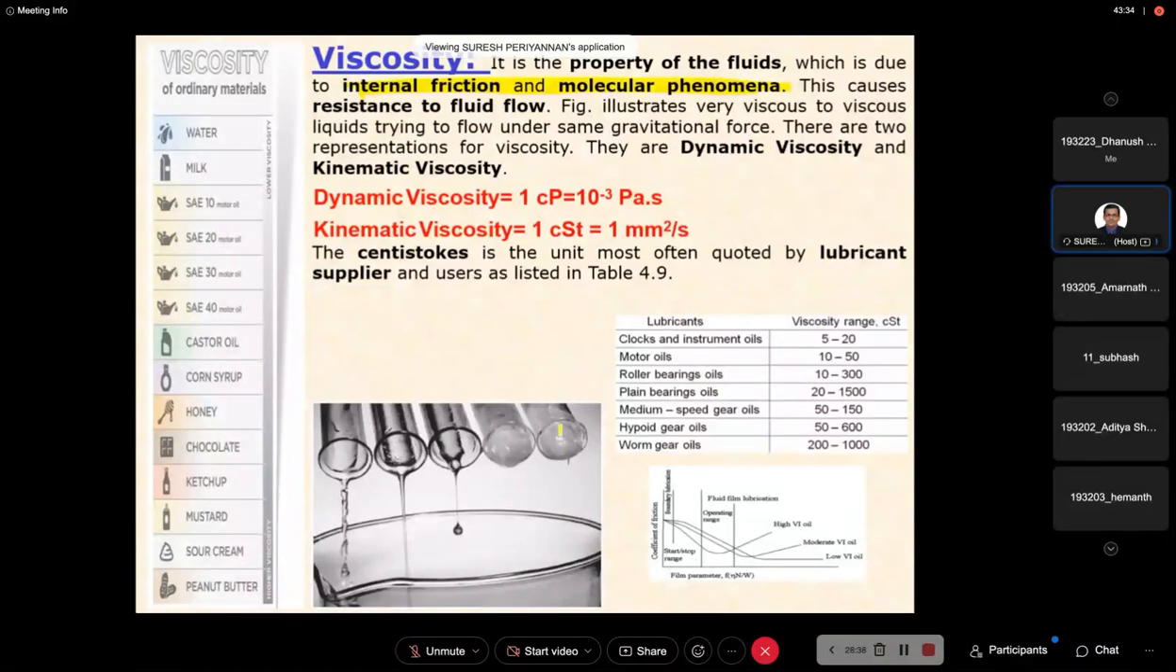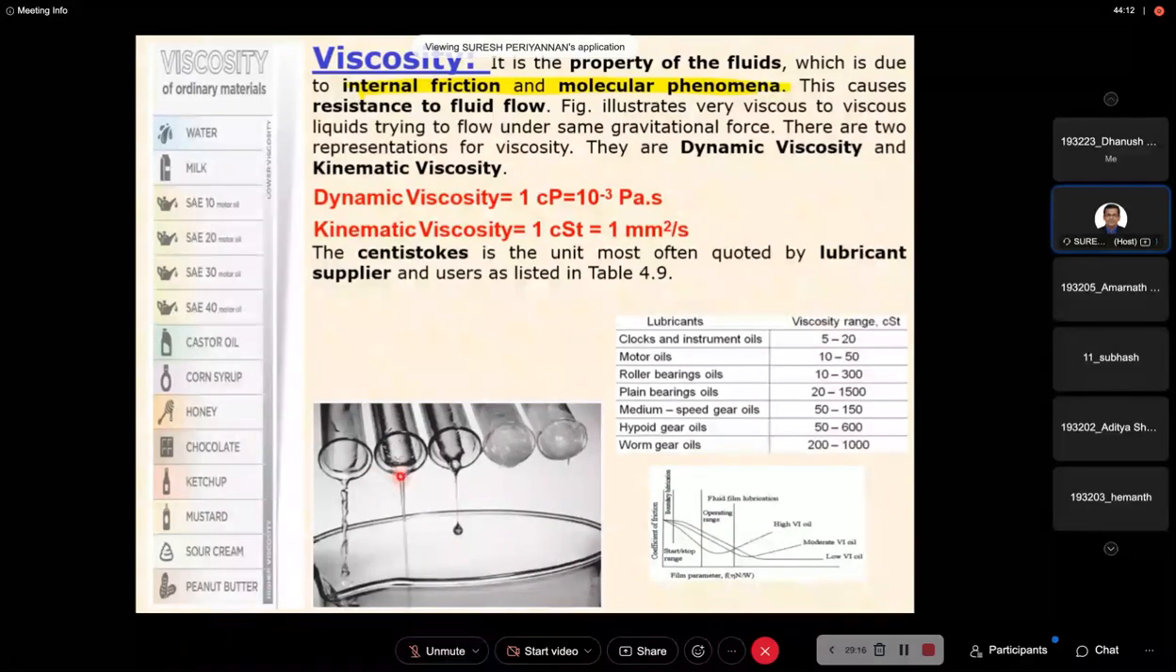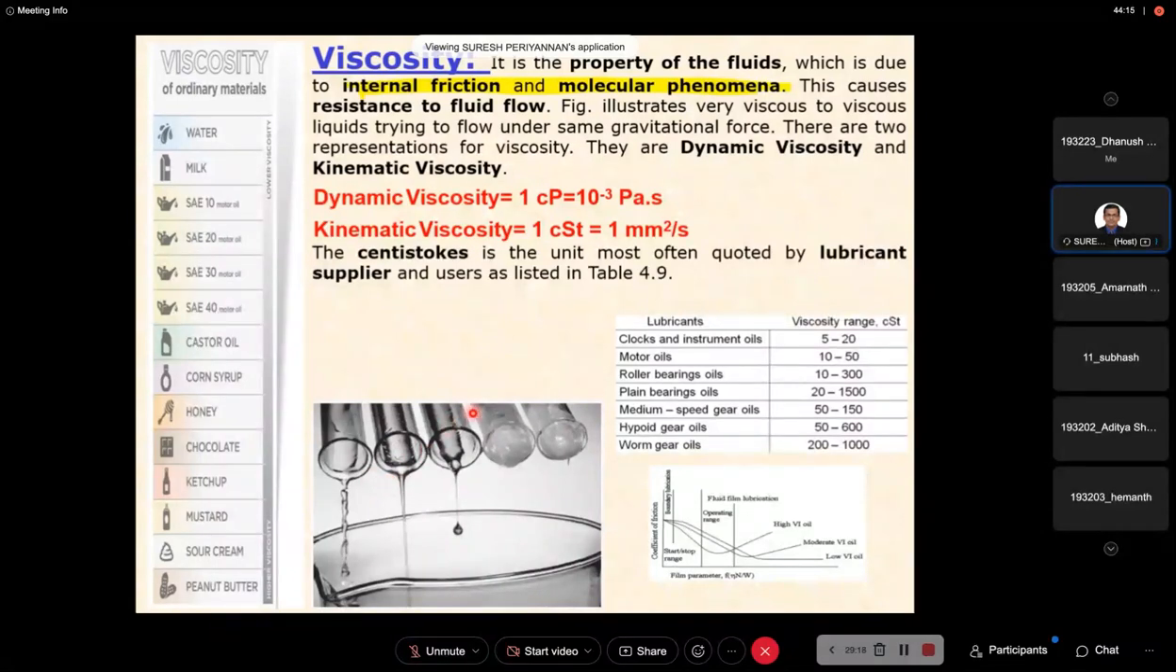For example, in these test tubes, assume these two test tubes are coconut oil. This test tube is assumed to be water. This one is coconut oil, this one castor oil, this one some other oil, and this one water. All the test tubes are of the same capacity, same volume, same dimension. Identical test tubes, identical quantity. Take this test tube and make it inclined.